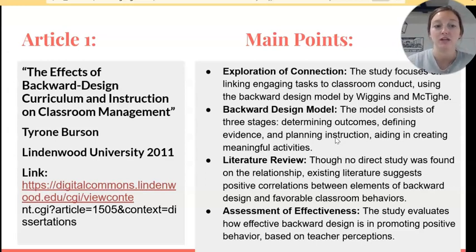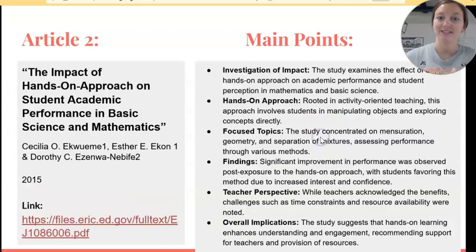And if you go through and read this, almost every single survey and interview in their research showed a positive correlation between the two. So teachers that were utilizing the backwards design curriculum or method and instruction noticed that their classroom management and behaviors were positively affected. So that was an interesting article, but it makes sense.